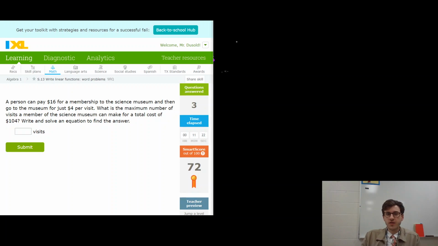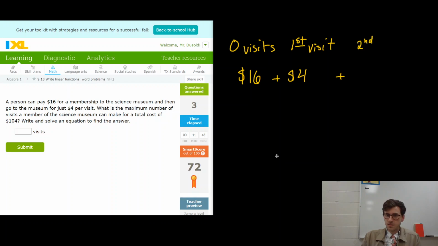So, remember, before they've gone on any visits, 0 visits. Okay. They've paid $16. If they go on one visit, their first visit, well, it's $4 a visit, right? Then the second visit would be $4 more, so a total of 16 plus 4 plus 4. And then so on and so forth. Now, what is the maximum number of visits you can make for a total cost of $100?